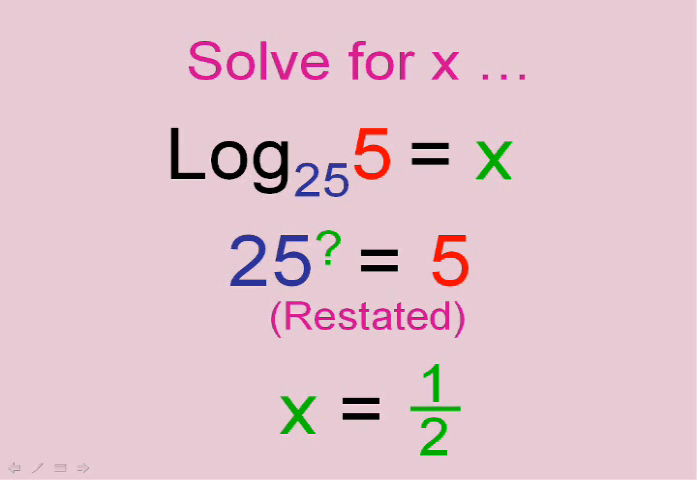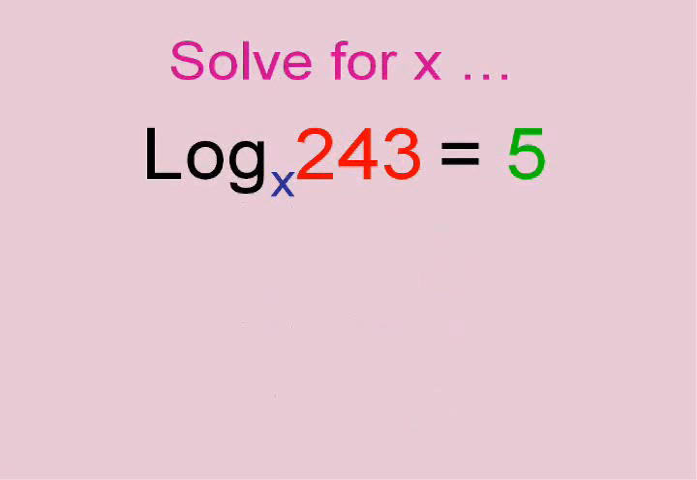Now I want you to relax your mind here a little bit, because if you put log base 25 of 5 into your calculator, quite likely you're not going to get a half. You're going to get a decimal approximation, 0.5. So logarithms, while they have very logical meaning related to exponents, are going to be very practical in real life, and probably you're going to want to look at them as decimal approximations.